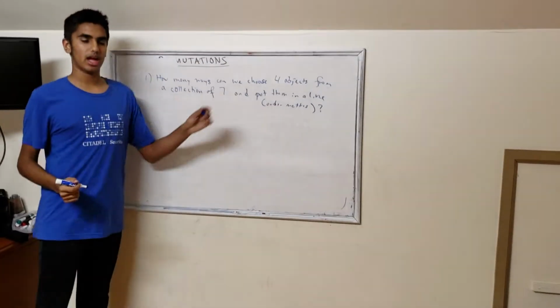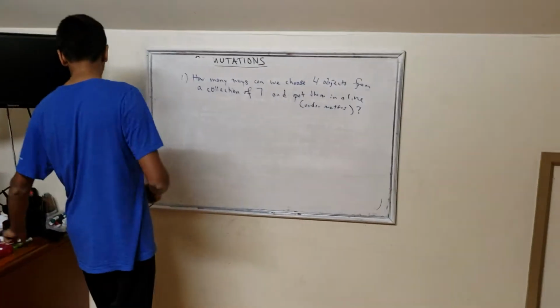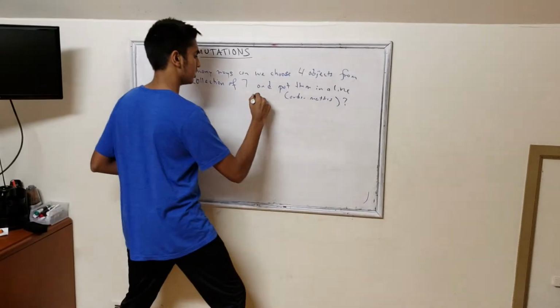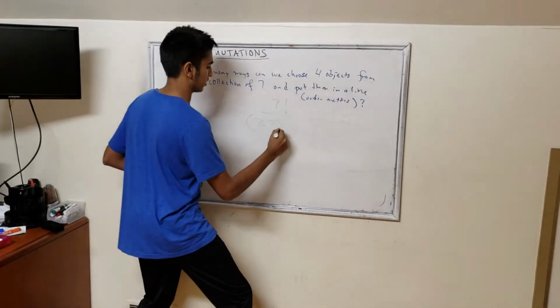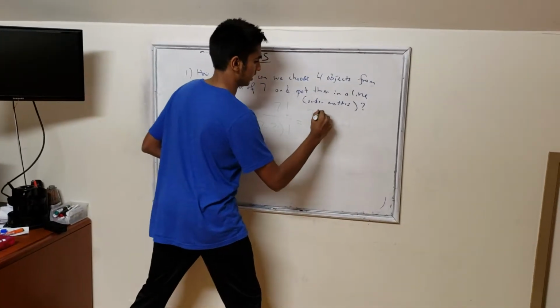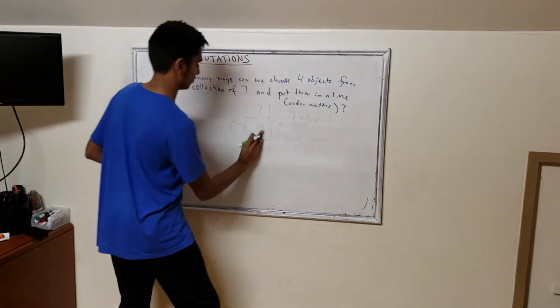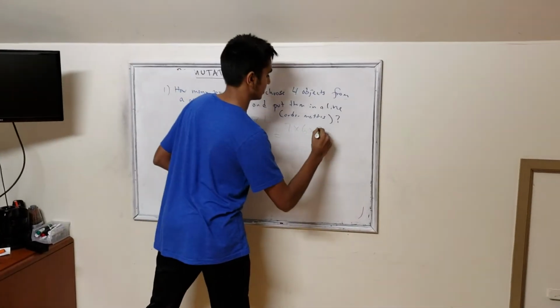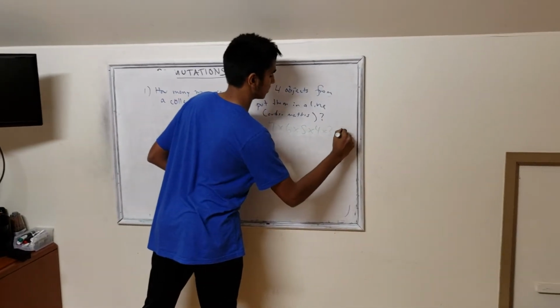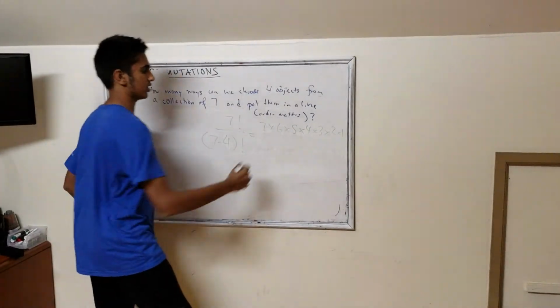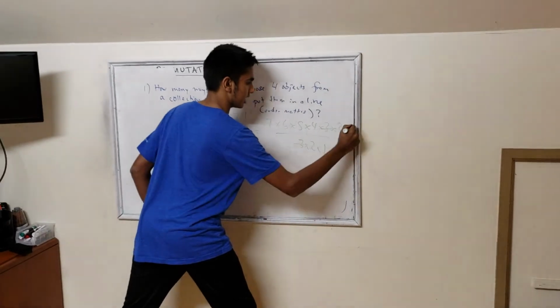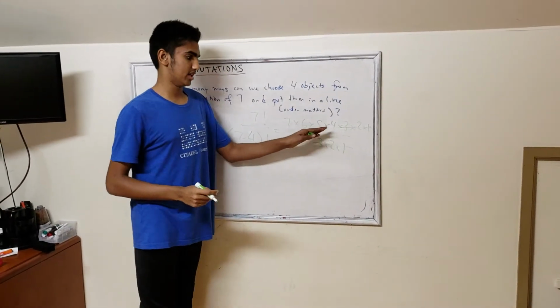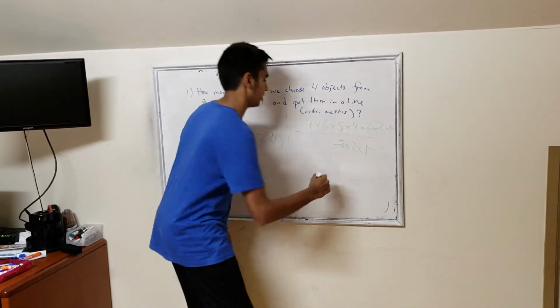Well, this is just a direct application of our formula. Our formula states that this is 7 factorial over 7 minus 3 factorial. And that is 7 times 6 times 5 times 4 times 3 times 2 times 1, over 4 factorial, which is 4 times 3 times 2 times 1. This cancels out. We're left with 7 times 6 times 5 times 4. Do some mental math and you get 840.